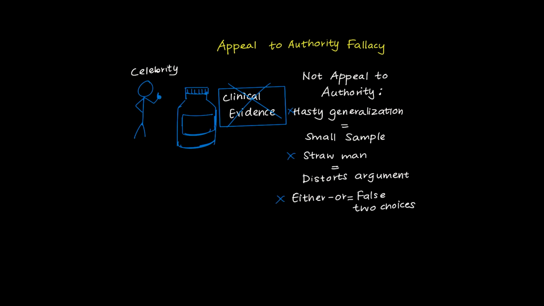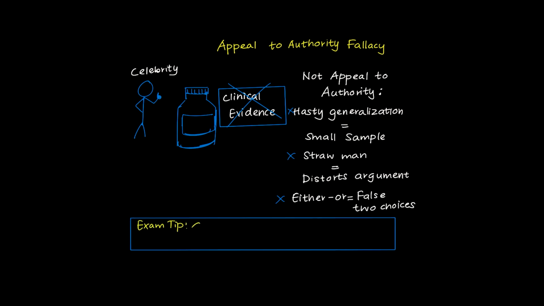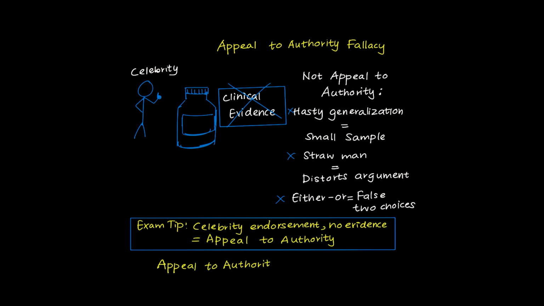Here's a WGU D265 OA exam tip for you. Using a famous person's endorsement instead of actual evidence is appeal to authority. Quick recall hook. Appeal to authority = famous face, no facts.